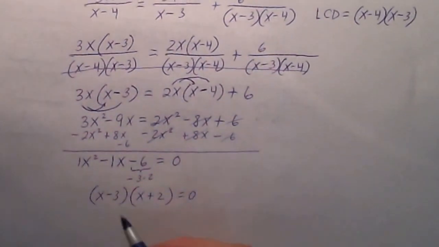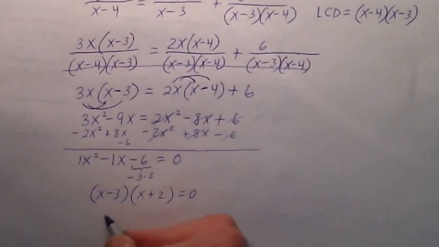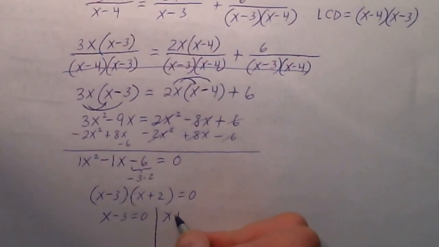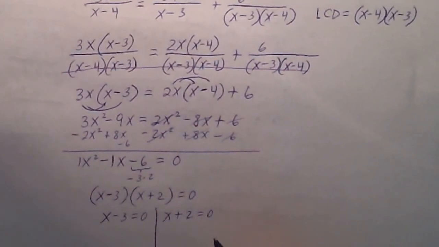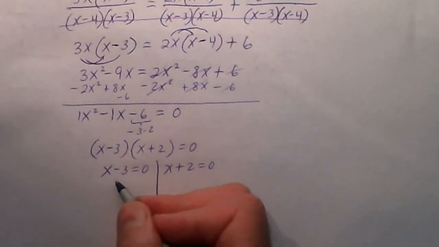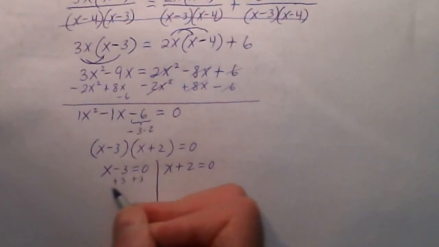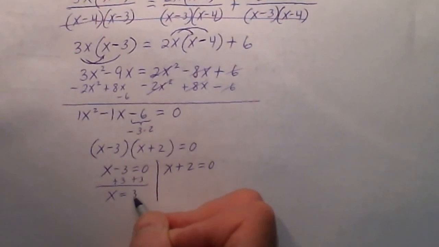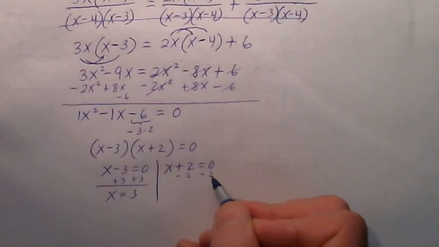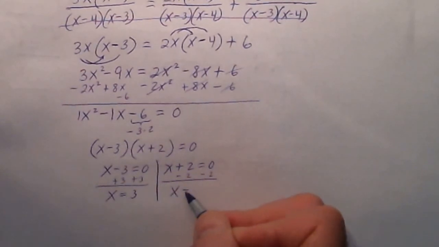Next step now is to set both these factors equal to 0 and then solve the resultant equations. So, solving x minus 3 equals 0 by adding 3 to both sides, we get x is equal to positive 3. And this last equation, to solve for x, we subtract 2 from both sides, in which case we get x is equal to negative 2.